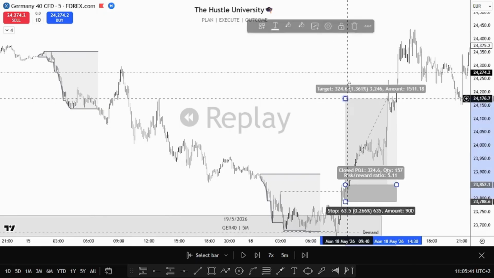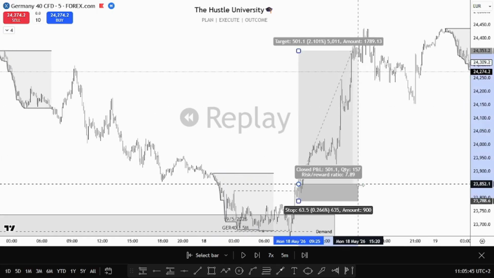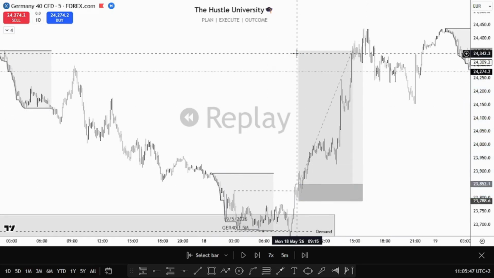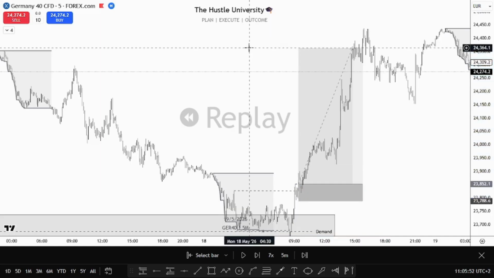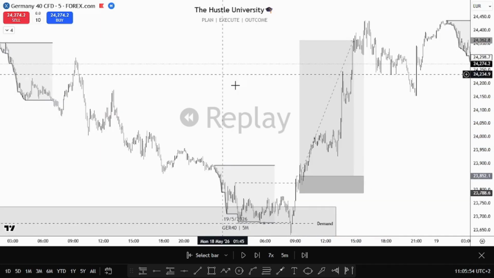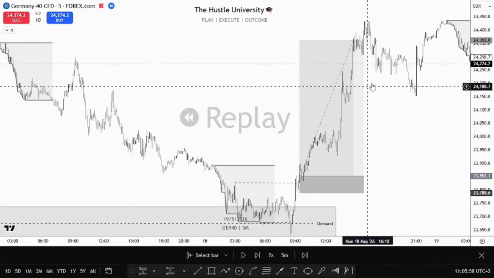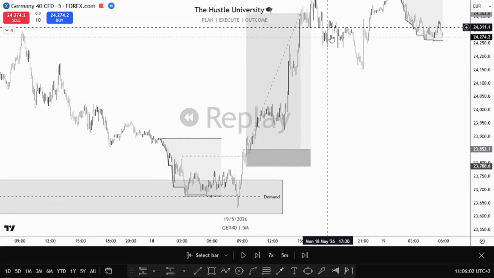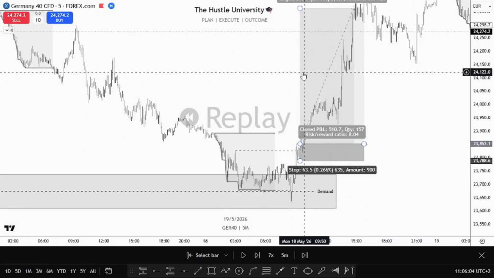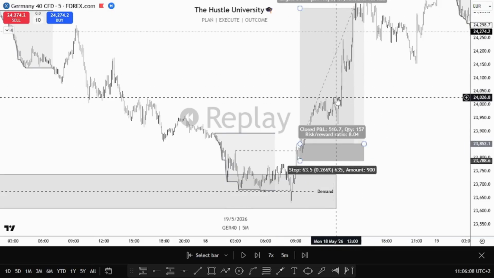So you can see price eventually ended up going there, and this could have been a nice solid 1:7.9, or even a solid 1:8 risk reward. So if you're risking $100, you would have made $800 off of the trade, right? So these are some of the things that you could have looked at, and then obviously be done for the day.